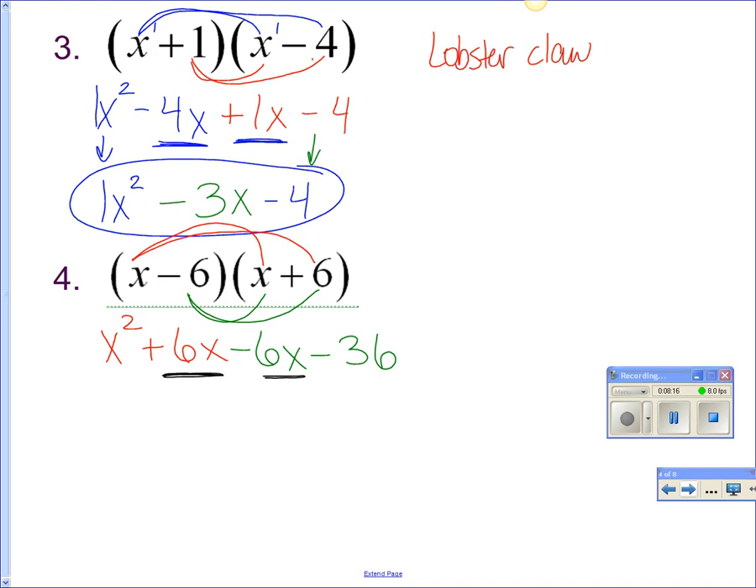Guys, positive 6 minus 6. Cancels. So you're left with x squared. Drop it down. What else do I drop down? Negative 36. So that's my answer on this one. X squared minus 36. Anybody have a question? Okay. All right.